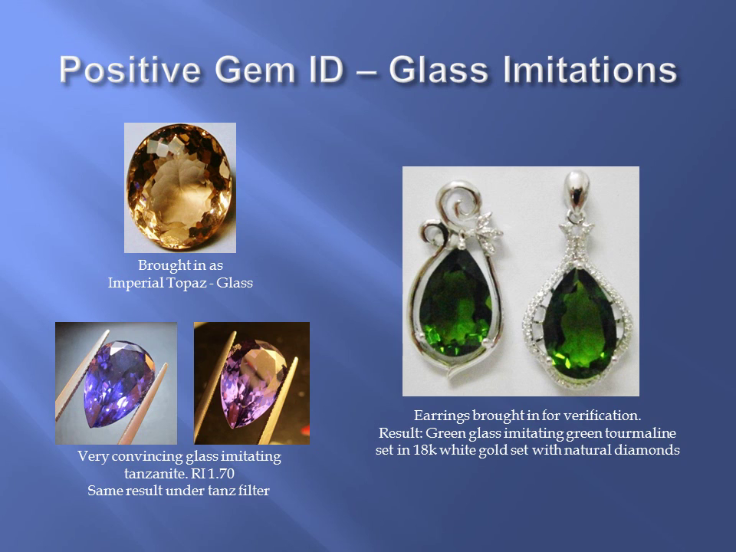Here's a few examples of stones that have come into the lab. This stone came in as an imperial topaz and turned out to be glass. These two pendants came in, they're 18 karat white gold with diamonds, and the green stones were supposed to be green tourmaline and they turned out to be glass. And often a mistake that people make in the trade is that they presume the stone is genuine if it's been set in platinum or 18 karat gold.